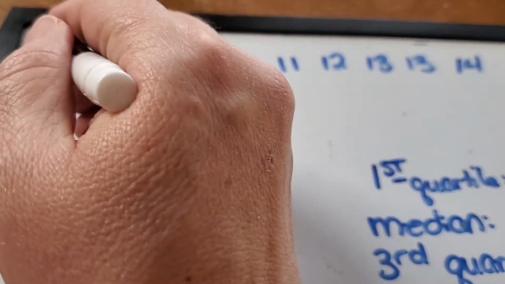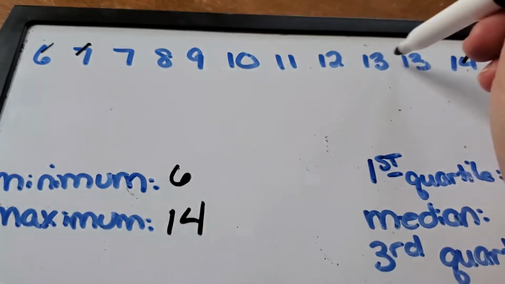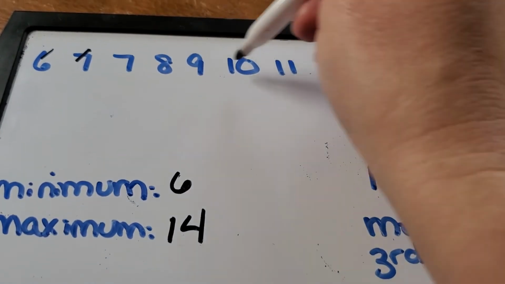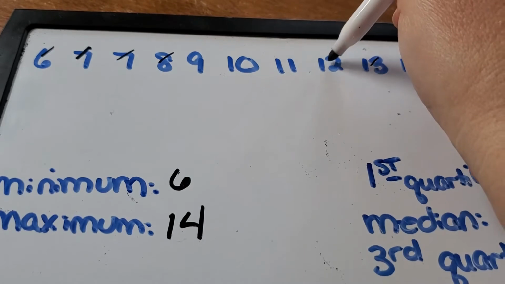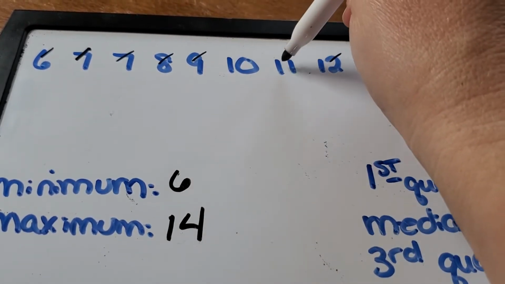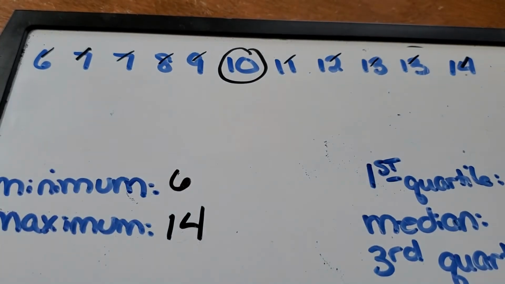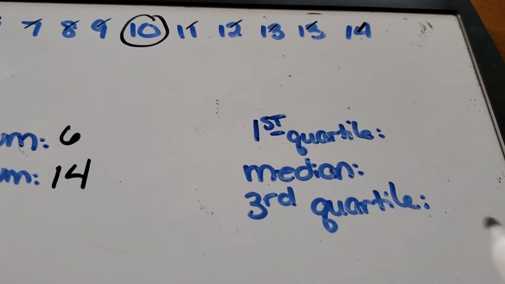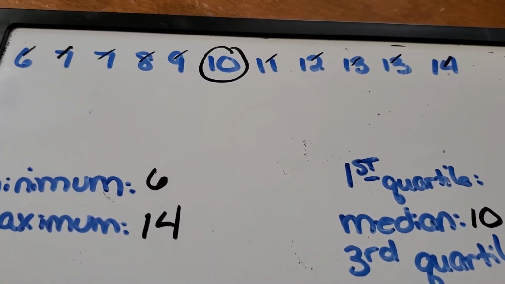We know we can cross off a low score with a high score until we get to the middle. Now I am just doing a really light cross off because I need to come back and be able to use these scores again, which I will show you in a minute. Looks like the median score here is a 10. That's the middle. There's 5 scores on each side of that.